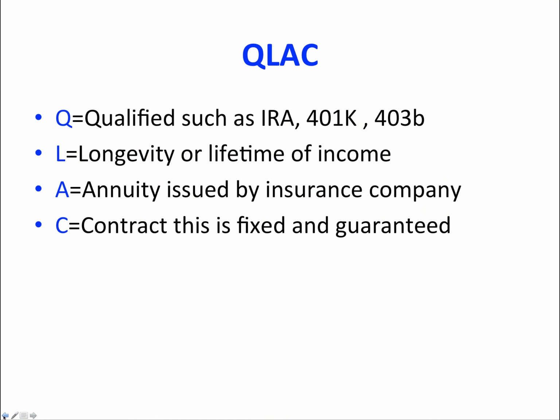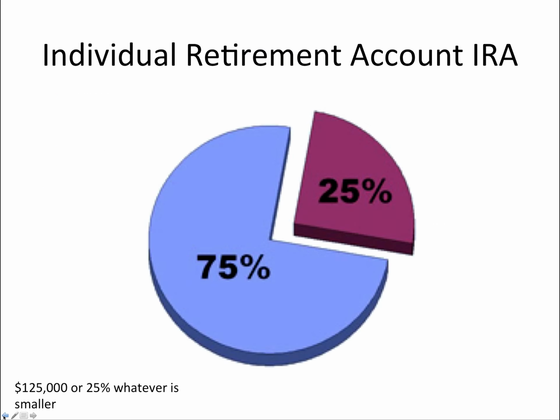QLAC: the Q stands for qualified, such as an IRA, 401k, or 403b. L stands for longevity. This is a lifetime of income. A stands for annuity, issued by an insurance company, and C is a contract. This is fixed and guaranteed.